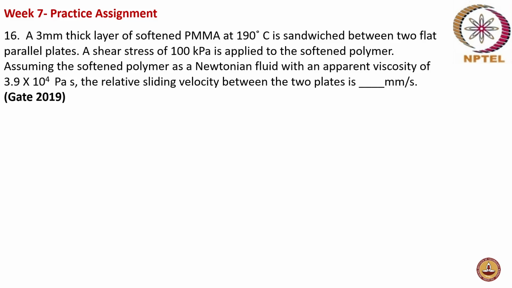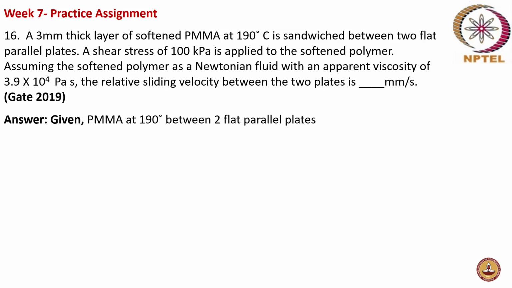Next, question number 16. A 3 millimeter thick layer of softened PMMA at 190 degrees is sandwiched between two flat parallel plates. A shear stress of 100 kilopascal is applied to the softened polymer. Assuming the softened polymer is a Newtonian fluid with an apparent viscosity of 3.9 into 10 power 4 pascal second, the relative sliding velocity between the two plates is dash. So they have given PMMA at 190 degrees with a thickness of 3 mm. It's softened PMMA sandwiched between two parallel plates, and a shear stress of 100 kilopascal is applied. They have also given the apparent viscosity. Now they have asked what the sliding velocity is. They've also given an assumption that the softened polymer can be assumed as a Newtonian fluid.